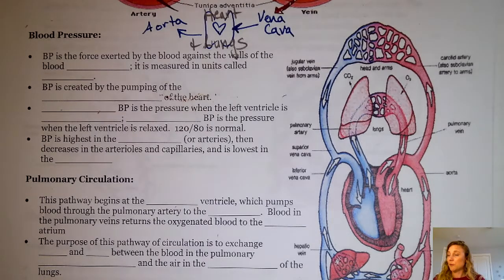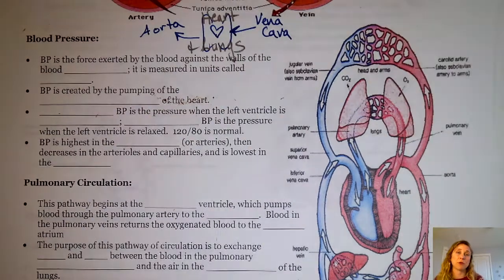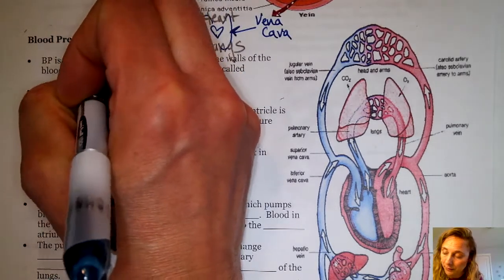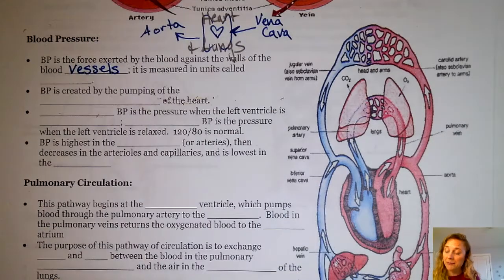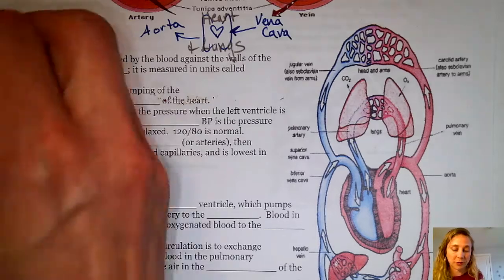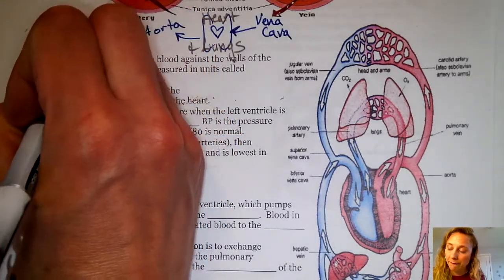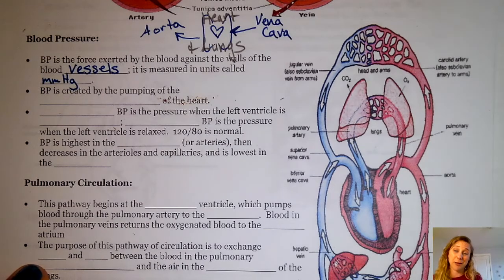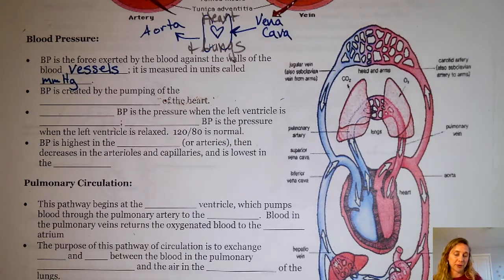Blood pressure. Blood pressure is the force exerted by the blood against the walls of the blood vessels. Okay, we talked a little bit about it. So it's pressure on the sides of the walls because that and the diameter determine how much blood flow you're going to have. So blood pressure is measured in units called millimeters of mercury. That's what we usually use for barometric pressure. So that's related to the atmosphere, but we still use it in other areas of science.